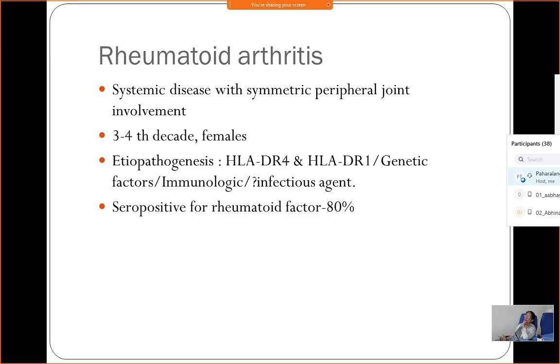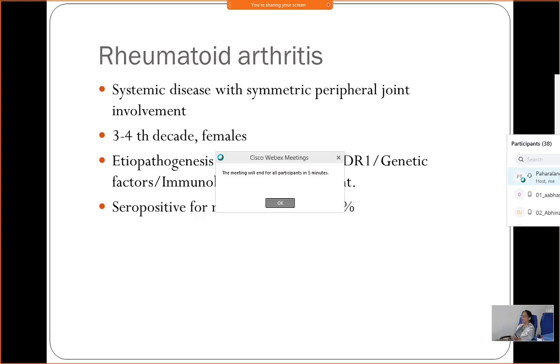There's some amount of immunological factor, because most of the patients are positive for what we call rheumatoid factor. Okay, and this is an anti-IgG antibody, which is an anti-nuclear antibody. It is seen in almost 80% of the patients, though it is not very specific for rheumatoid arthritis and can be seen in other conditions also. So in rheumatoid arthritis, almost 80% of the patients will show this particular thing.